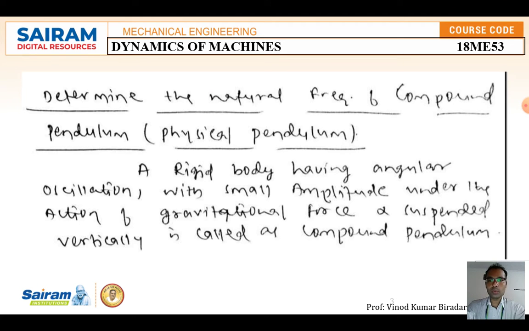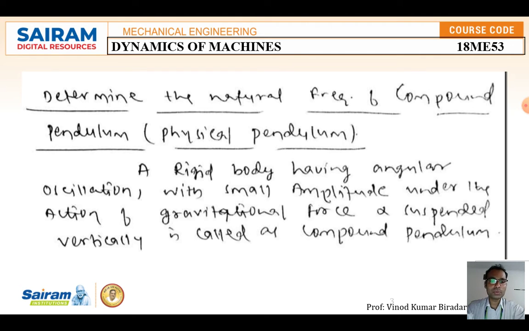The system I am going to solve is also called a physical pendulum. Sometimes they may ask you to determine the natural frequency of the compound pendulum or physical pendulum. Now I am going to read the definition: a rigid body having angular oscillation with a small amplitude under the action of the gravitational force, and suspended vertically, is called a compound pendulum.